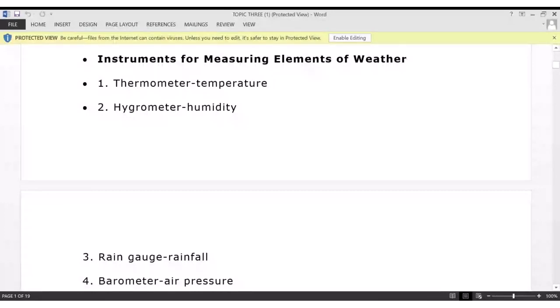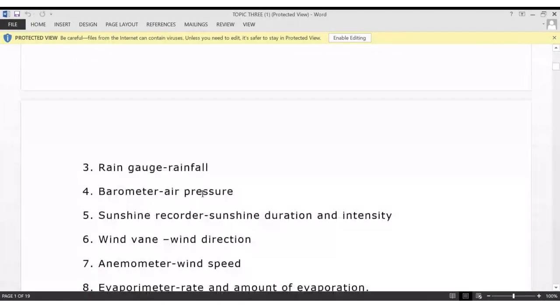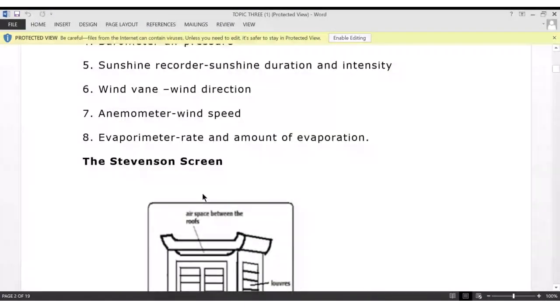So we want to look at the various instruments that we use. We have the thermometer, it measures temperature. We have the hygrometer, it measures humidity. We have the rain gauge, it measures rainfall. The barometer measures air pressure. Then we have the sunshine recorder. It measures sunshine duration and intensity.